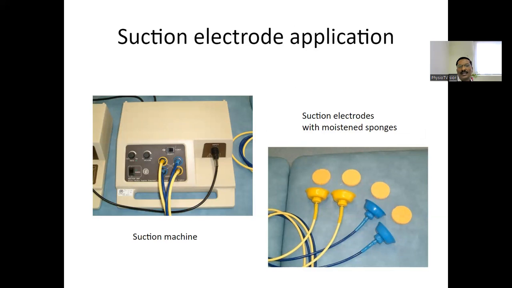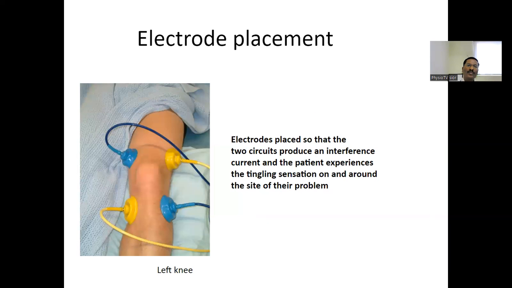And this is the suction apparatus we use along with the interferential current. This suction apparatus, which has moistened sponges inside, will hold the electrodes and provide an additional effect of the interferential current. So this is one of the common methods of electrode placement, using the suction apparatus.